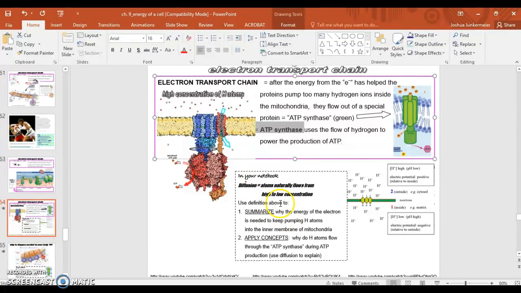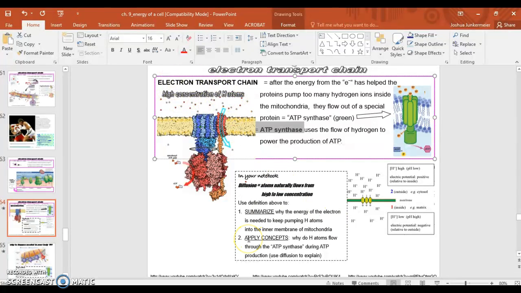It says, use the definition above to summarize why the energy of the electron is needed to keep pumping hydrogen atoms into the inner membrane of the mitochondria. So you have all these proteins pumping hydrogen atoms up to the top area here, building up a high concentration. Why is that exactly? Summarize in your own words why the proteins are pumping so many hydrogens to one side. Why are they building up such a high concentration on the top side rather than the low side? You're going to summarize what the proteins are doing, which is essentially building up the concentration, right?